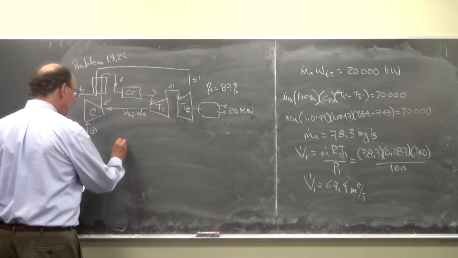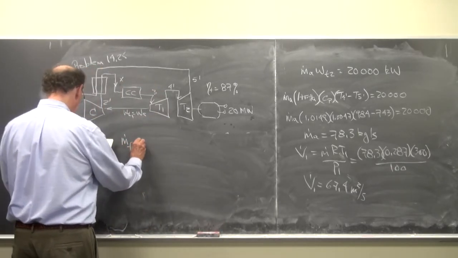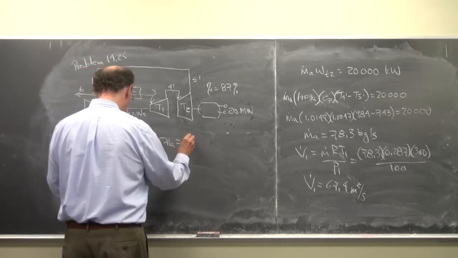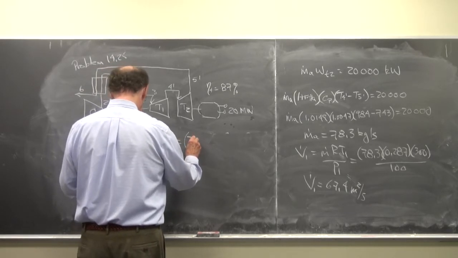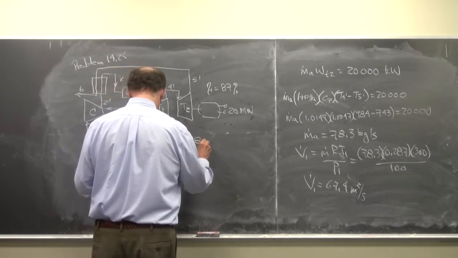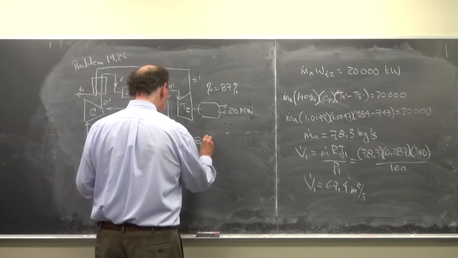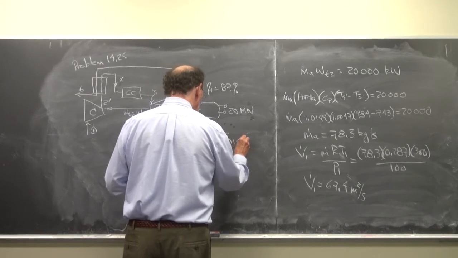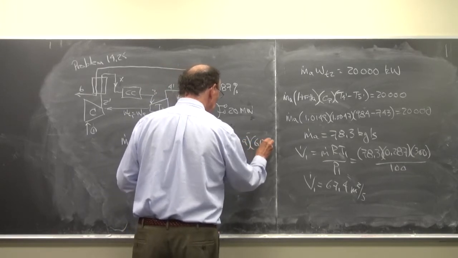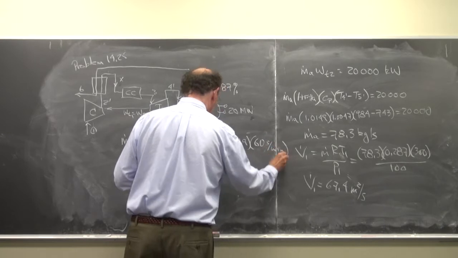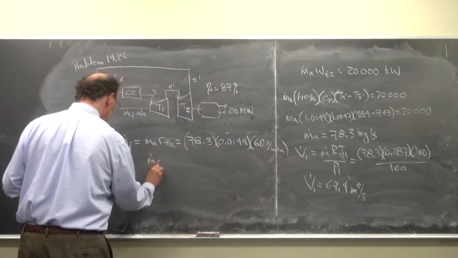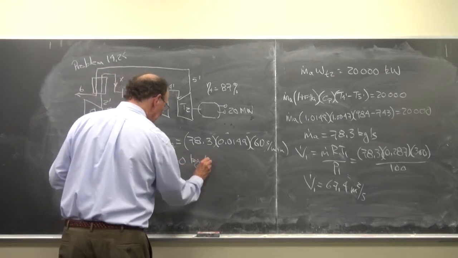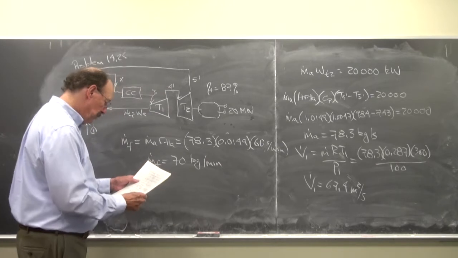And so we can find the mass flow rate of the fuel: m dot F is m dot A times RFA, 78.3 times 0.0149 times 60 seconds per minute. And so we have m dot F is 70 kilograms per minute. So that's the fuel flow rate.